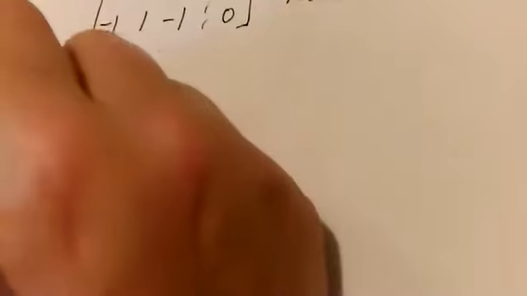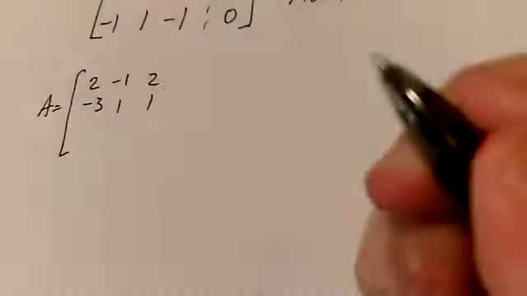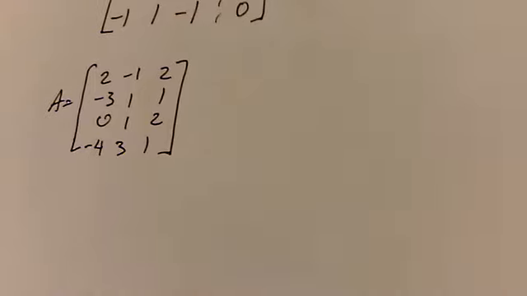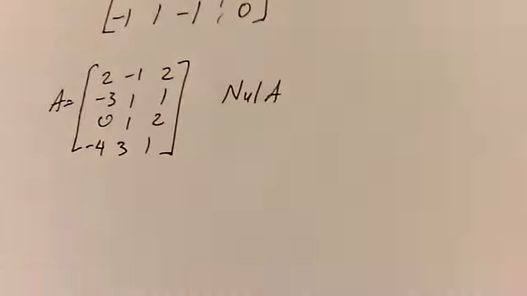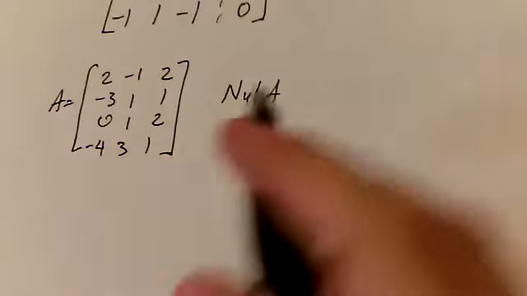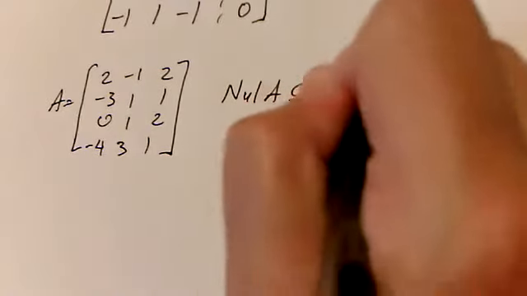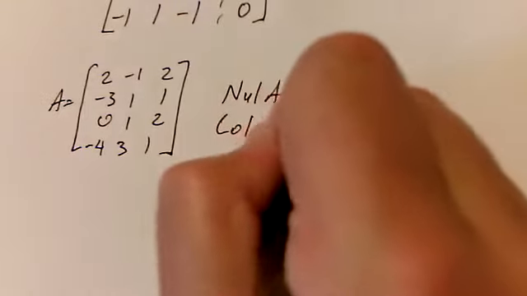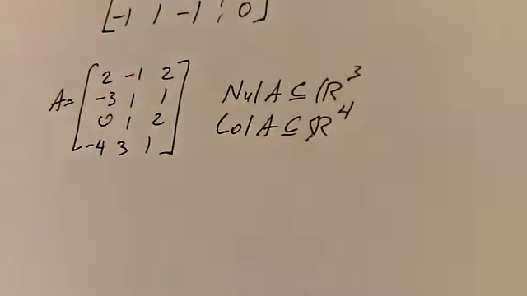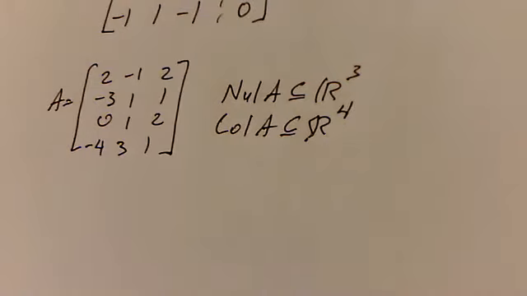So if you have a matrix A, even if you don't do any operations on it, let's just take a random one here: 2, 1, negative 1, 2, negative 3, 1, 1, 0, 1, 2, negative 4, 3, 1. I have a matrix A. The null space of this A would be contained in R3 because I have 3 columns. The column space of A here would be contained in R4 because I have 4 rows.